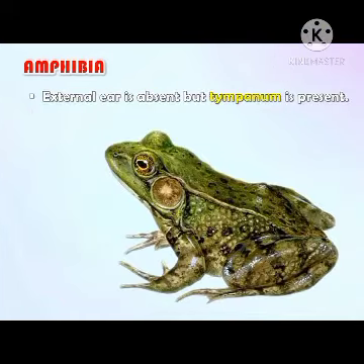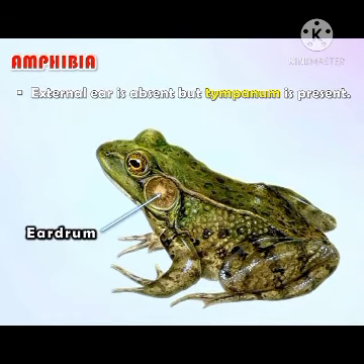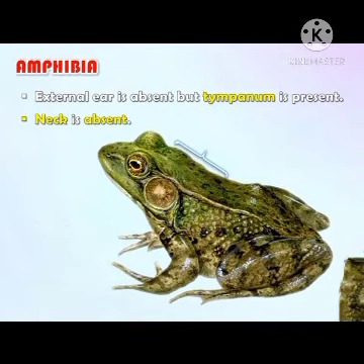External ear is absent but tympanum is present. It means it has a big eardrum in place of an ear, which is called the tympanum. Neck is absent, so it cannot rotate its neck. If they want to see from another angle, they will jump in that direction and see the other angle.